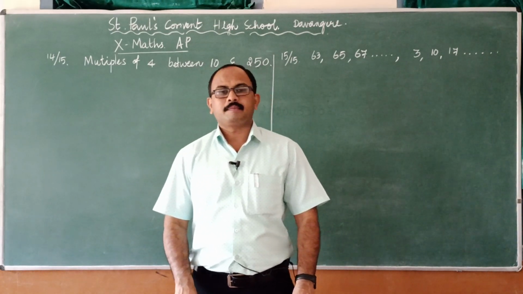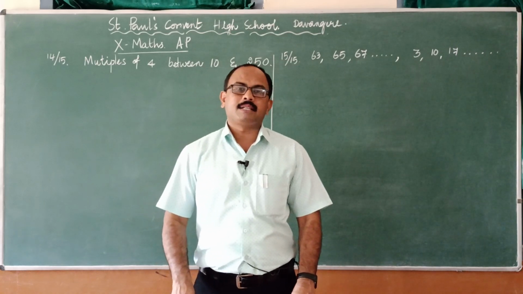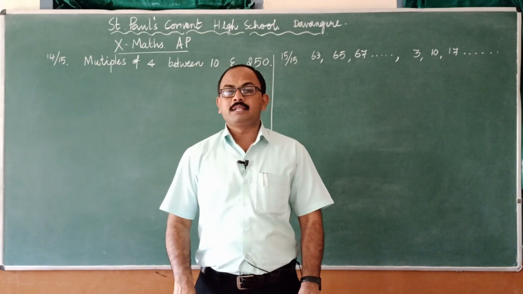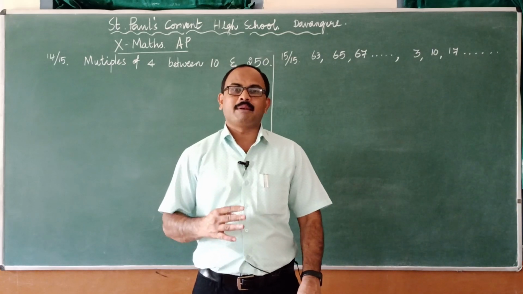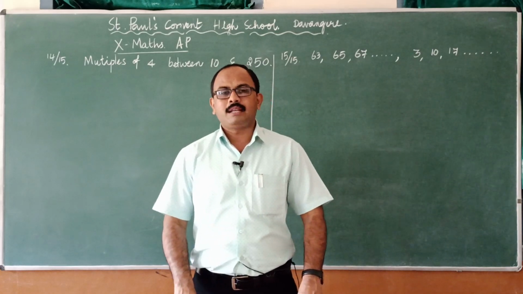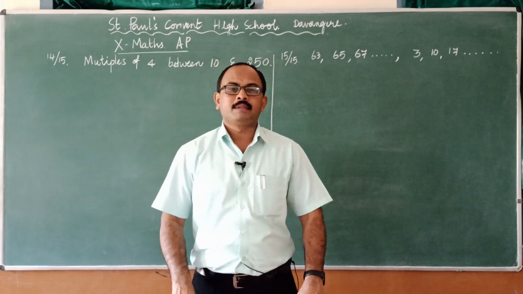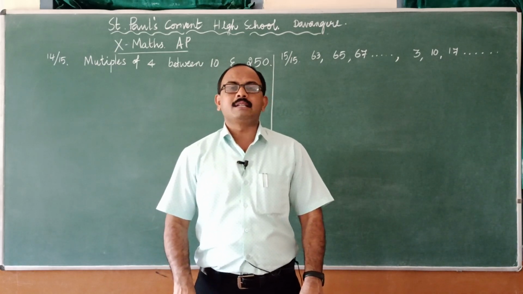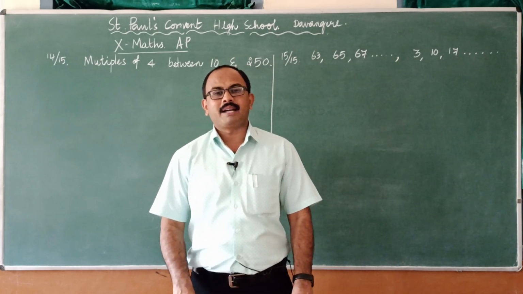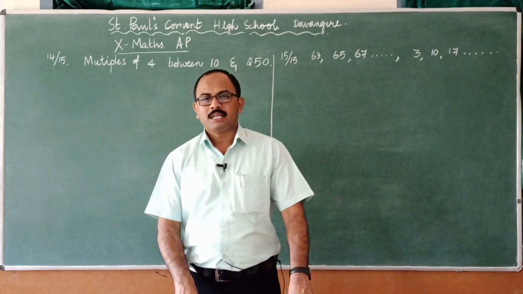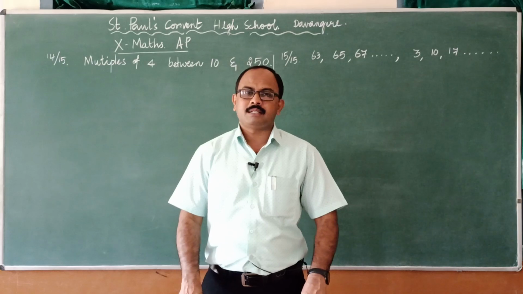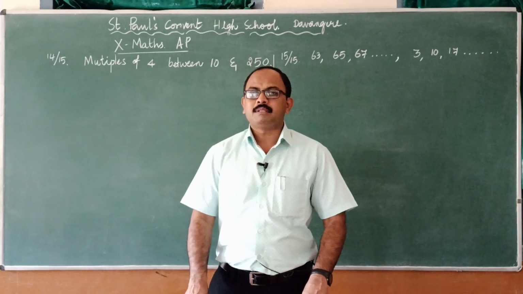Yesterday we have seen how to find the number of terms, the number of two-digit numbers which are divisible by 2, 3, 4, etc. Then one more time the same, find the number of three-digit numbers which are divisible by 2, 3, 4, 5, etc. Today we will be working out sums a little different from yesterday.